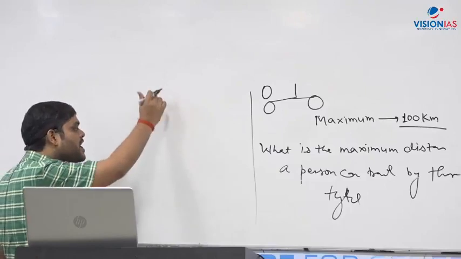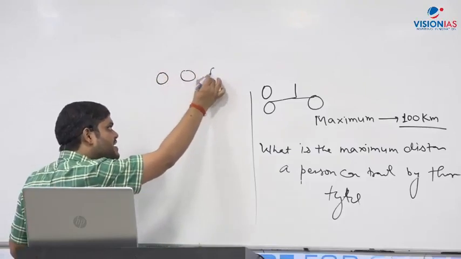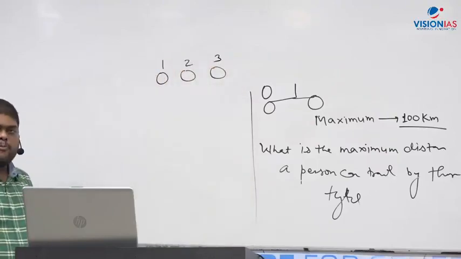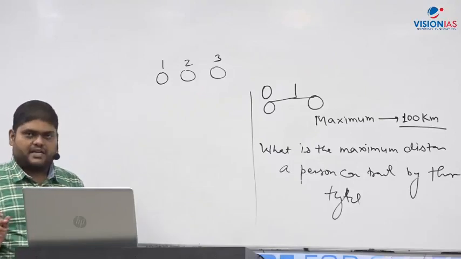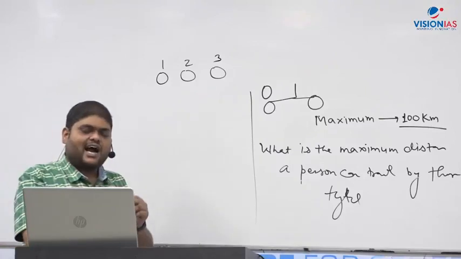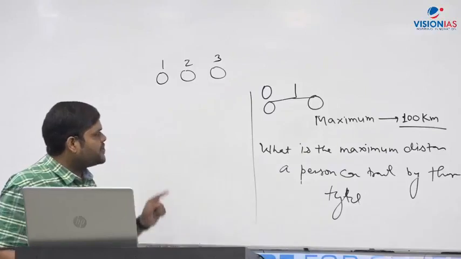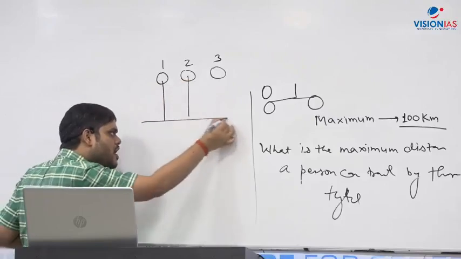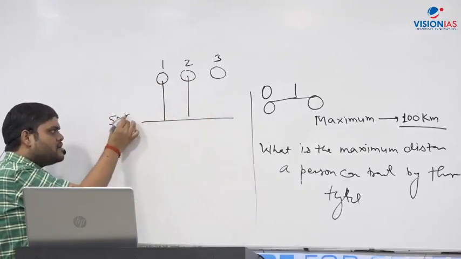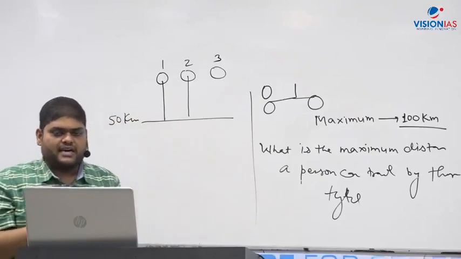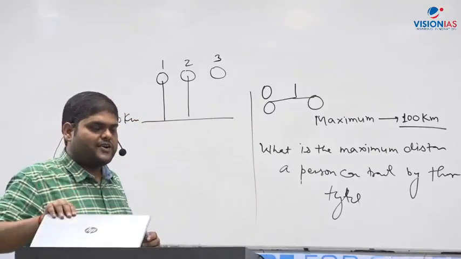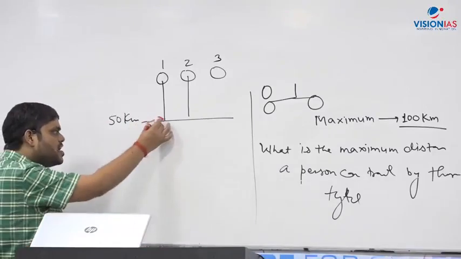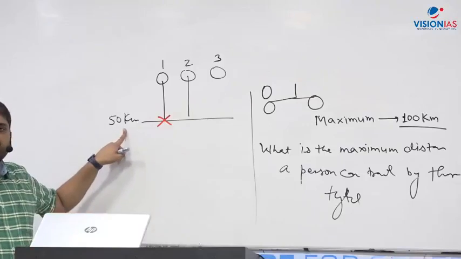Suppose 3 tires are there, 1, 2, 3. By 1 tire I can go maximum 100 kilometers, and I have to travel anyhow the maximum distance. What will I do? I will take the first 2 tires. Suppose I go 50 kilometers, and what I will do? I will change 1 tire here. Suppose I have changed 1 tire after 50 kilometers.